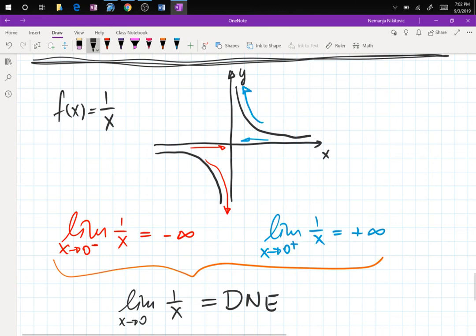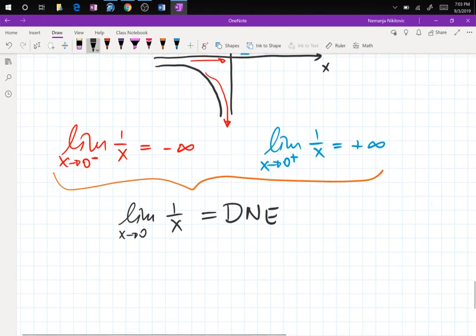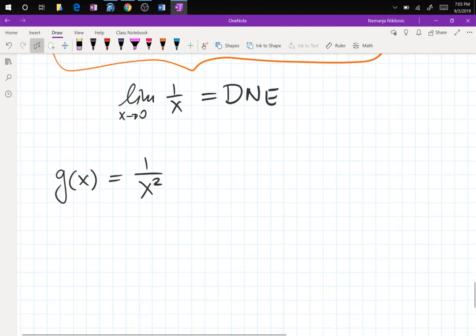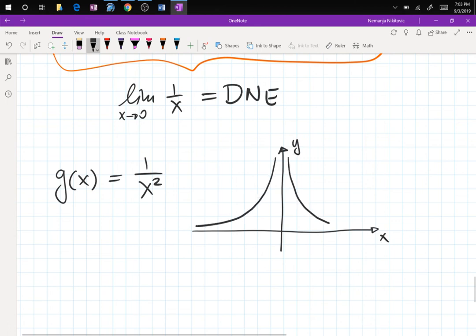Here comes the second part of this example. We are going to put g of x to be 1 over x squared. Now that is also a useful graph to remember. It's very similar. This square is going to bump the negative line up. So it looks like this.